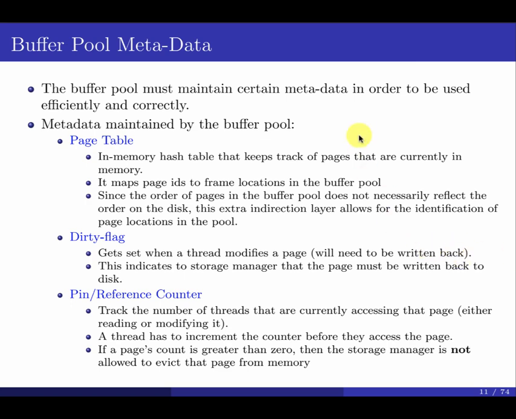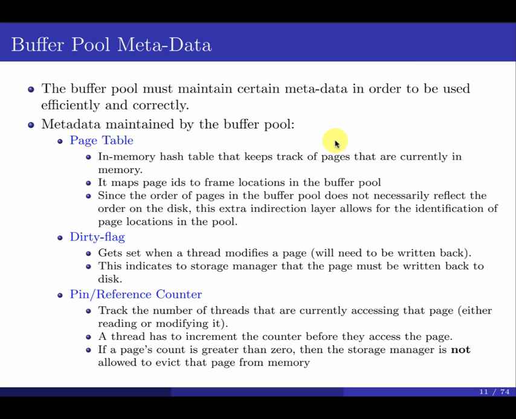In order for the buffer pool to work, it must keep some metadata in memory to help it do the job. The first one we're going to talk about is the page table. It's an in-memory dictionary where each entry maps between the page ID and the frame number. Remember, if you try to navigate the buffer pool to see whether the page exists or not, all you see are many frames, unless you scan every single frame to check if the page exists or not.